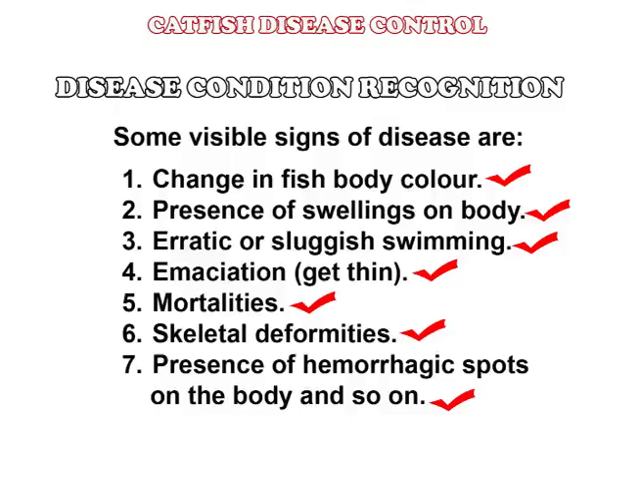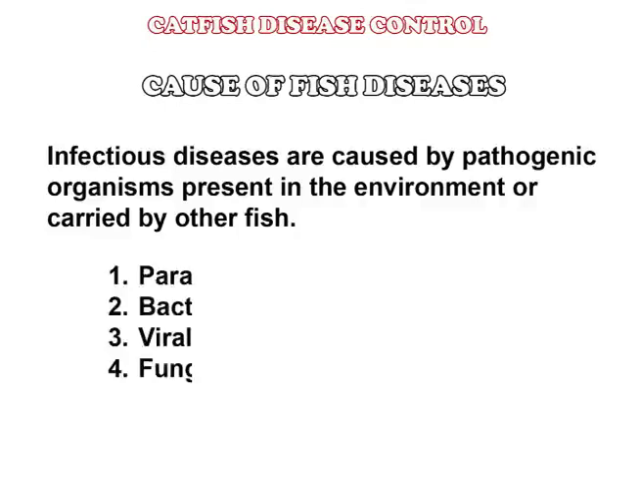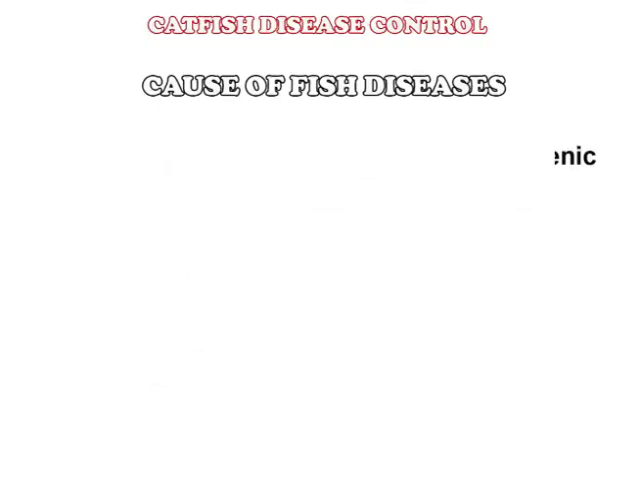What are the main causes of fish disease? Infectious diseases are caused by pathogenic organisms present in the environment or carried by other fish. Examples of these diseases are 1. Parasitic disease, 2. Bacterial disease, 3. Viral disease, and 4. Fungal disease.